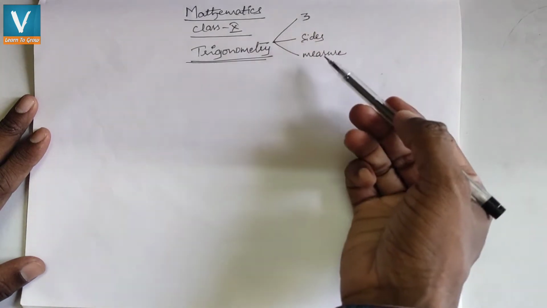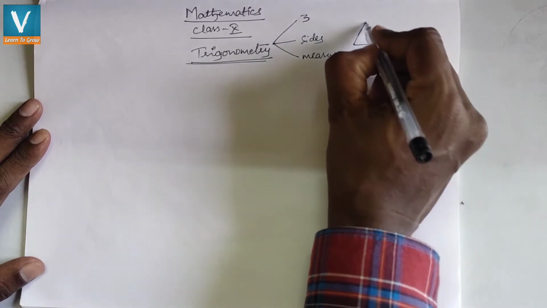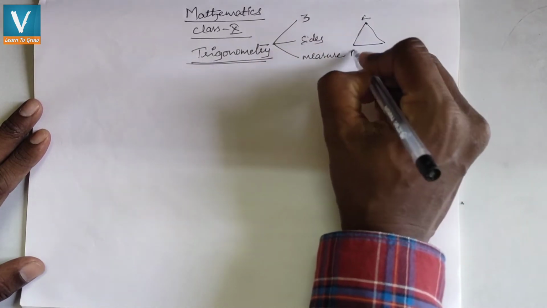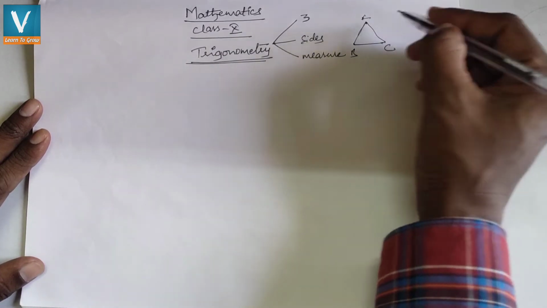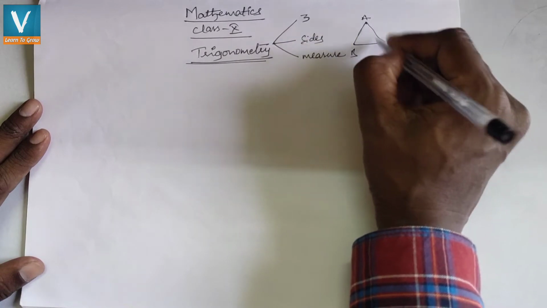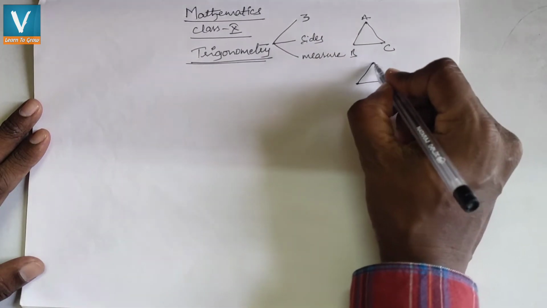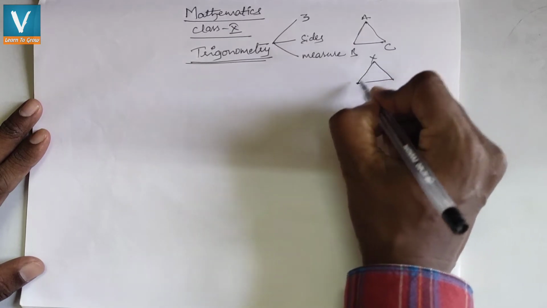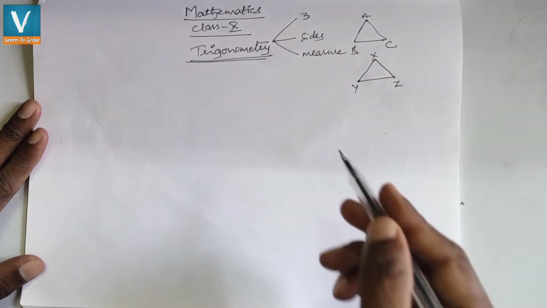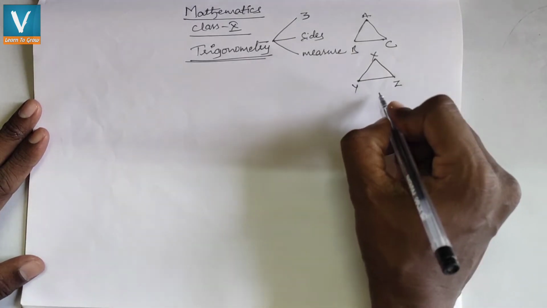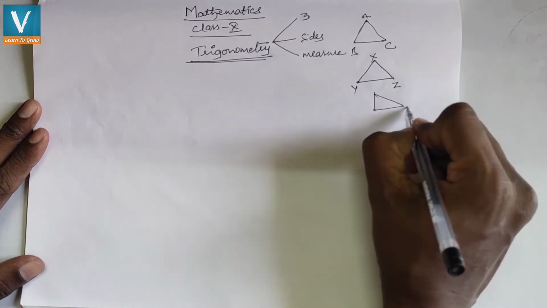So what indicates three sides? A triangle indicates three sides. Suppose ABC is a triangle. A triangle is a simple closed figure bounded by three line segments. Right? A simple closed figure bounded by three line segments is known as a triangle. Okay, so in trigonometry, we will use only a right triangle.